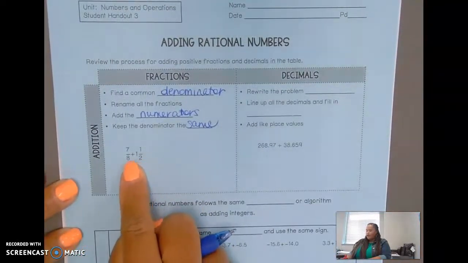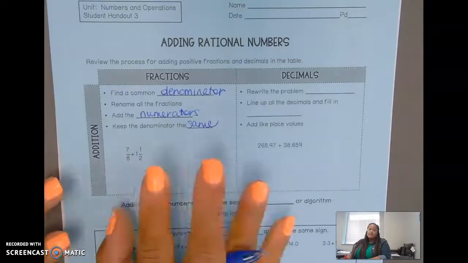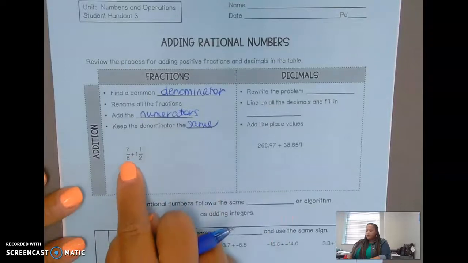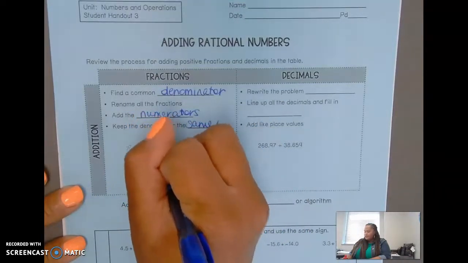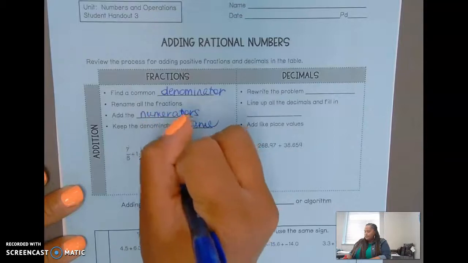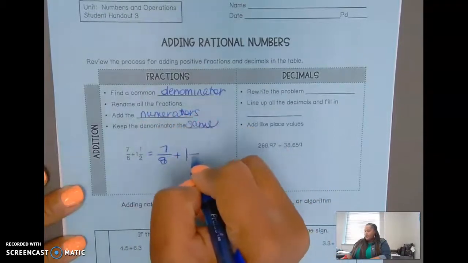Here I've got 1 1/2 plus 7/8. I need my denominator to be the same. I can make these 8ths. I can make these 16ths. That's just multiplying the denominators by each other and then simplifying. I'm going to take the 8 and keep that as my common denominator. So I'm going to leave 7/8 plus 1 and some 8ths.